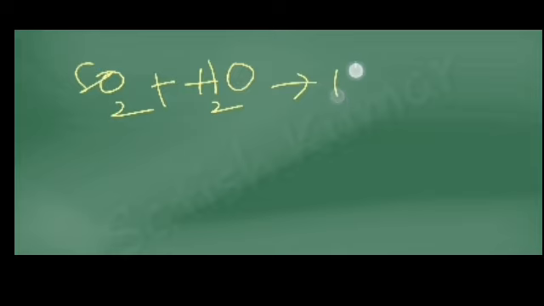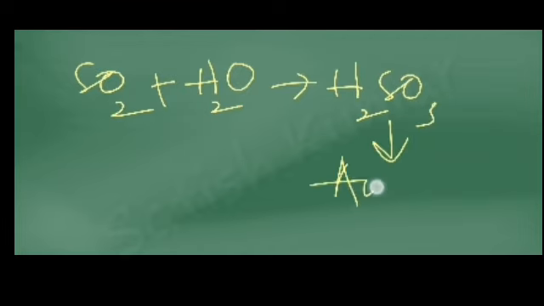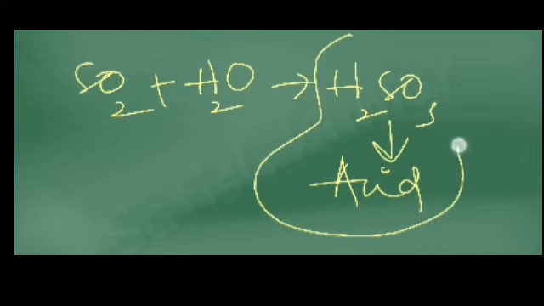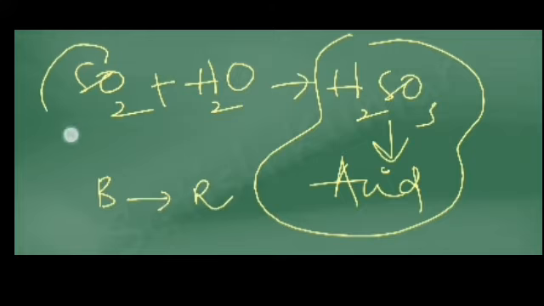When sulfur dioxide is mixed with water, you are going to get H2SO3, which is called sulfurous acid. As it is an acid, it is turning blue litmus to red. All the non-metallic oxides are acidic in nature.